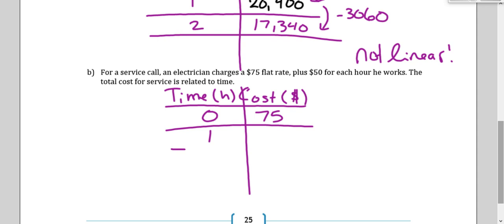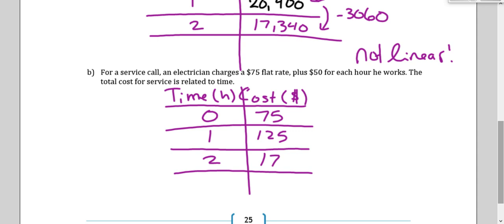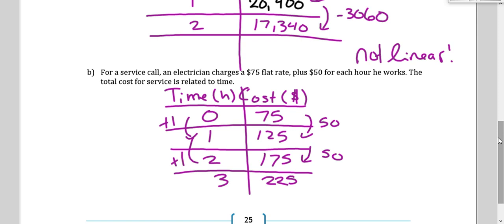First hour, 75 plus 50, it gives us 125. Second hour, 75 plus 100 would give us 175. 3, we get 225, and we can see that this will consistently go up by 50, and this will consistently go up by 1. So this one is linear.